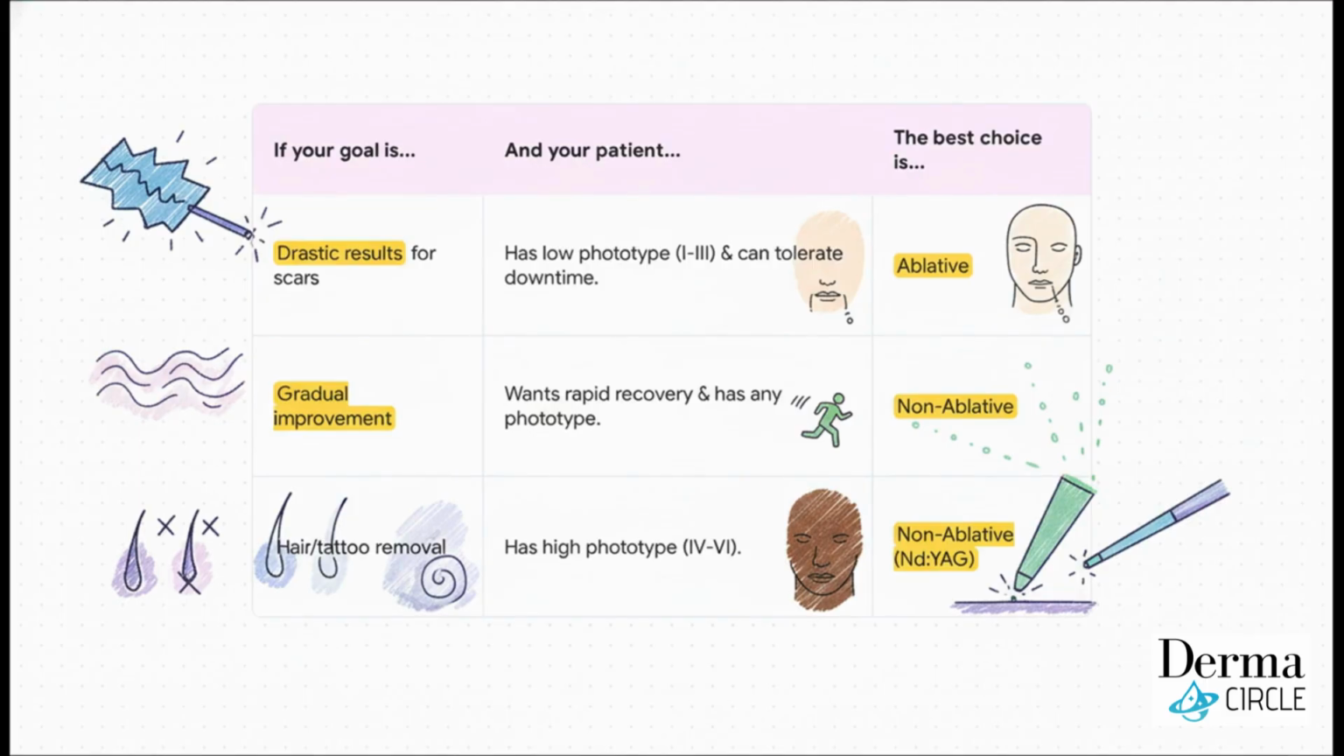2. The goal is more about a gradual improvement of texture, pigment, or vessels, and the patient wants a quick recovery. Well, for any skin type, you're looking at a non-ablative laser. And 3, for your patients with higher phototypes who need hair or tattoo removal, the answer is crystal clear. A long-pulsed Nd:YAG is your safest and most effective tool.